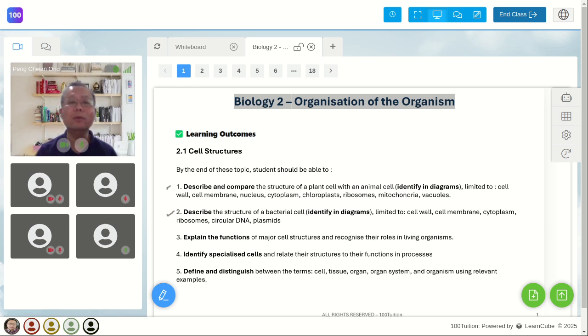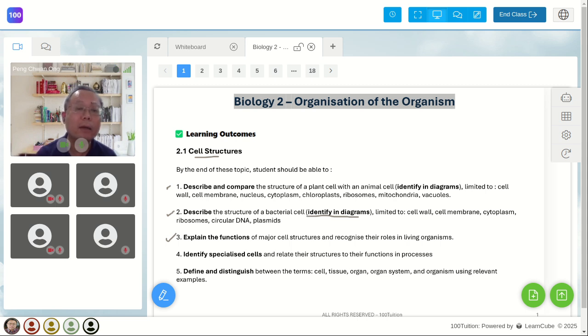So today we're on lesson 2. We are just going through the learning outcomes very quickly. You will compare plant cells with animal cells and identify them in diagrams. You will describe the structure of a bacterial cell and identify it in diagrams. Later we'll see that. Then you'll be able to explain the functions of the major cell structures and recognize their roles in living organisms. So we'll look at certain cells, and then we'll know their roles in living organisms.